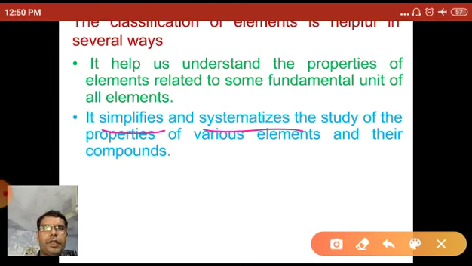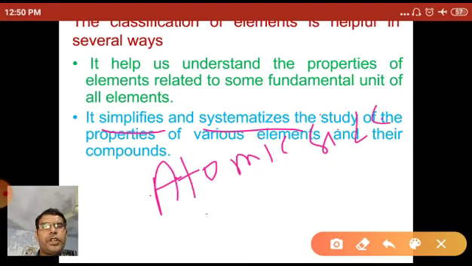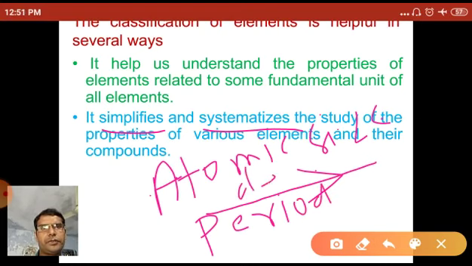For example, in the modern periodic table, the atomic size decreases from left to right in a particular period. Decreases. So it is very easy to study the properties of the elements in the periodic table when the elements are classified in a systematic way. So it is helpful to simplify and systematize the study of the properties of various elements and also their compounds.